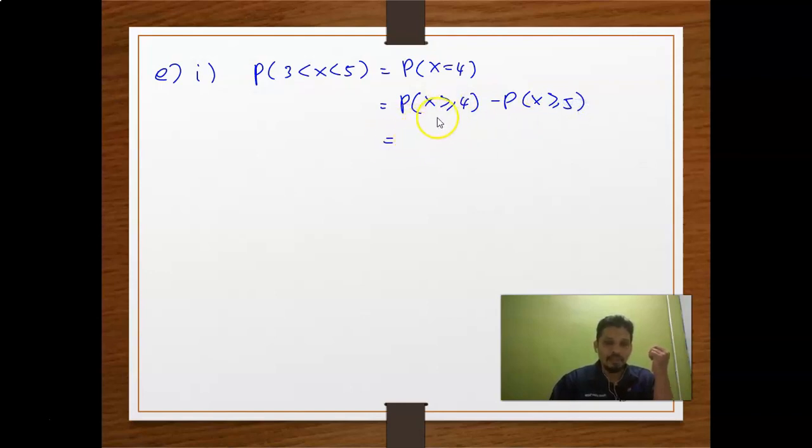For this one, we get it from the statistical table. 0.9576 minus 0.9004 is 0.057.